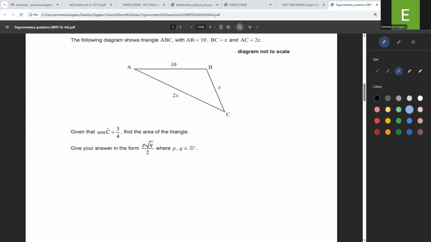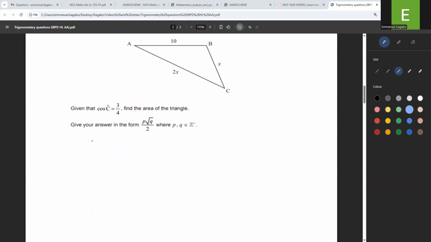Good. Now, what about here now? So it's a triangle, which is not a right angle triangle, so I have to go with the cosine rule. They gave me angle C.